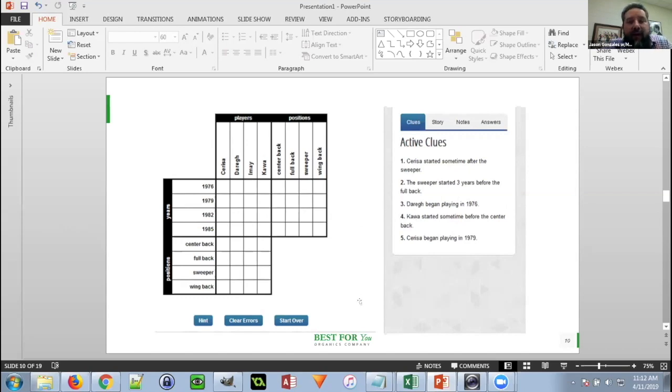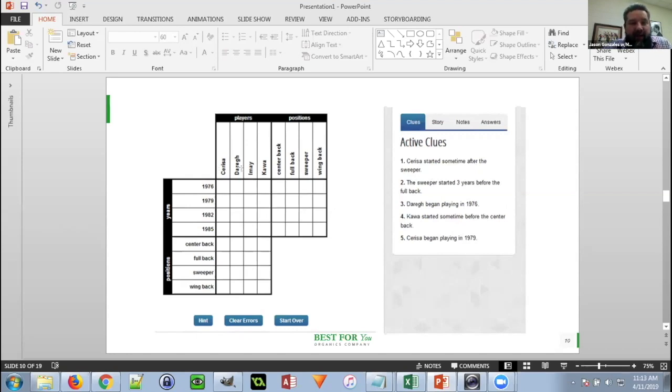So that was great. But in here again, if you've not used one of these puzzles before, this first clue says this person started sometime after the sweeper, and you're trying to figure out the whole story here. And so if Sarissa started after the sweeper, then that clue tells us that she's not the sweeper.